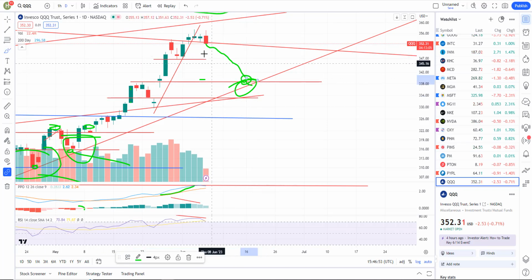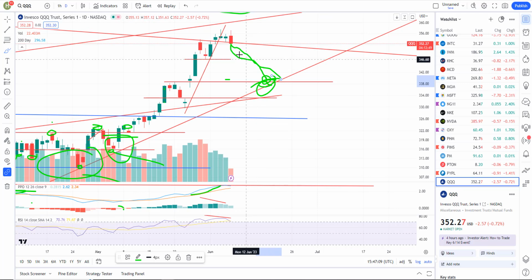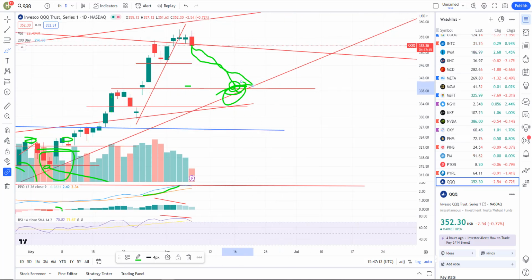338.50 is probably the likely target. I think we drift, work our way lower over the next few days. And then at that point, we will be at major support. That is the uptrend line, so I can't say where we'll go from there. That would be support. So if you're going to short, you want to cover at support and short at resistance.